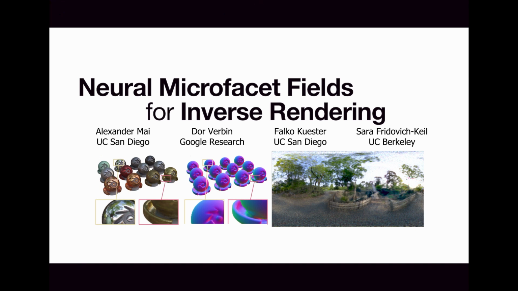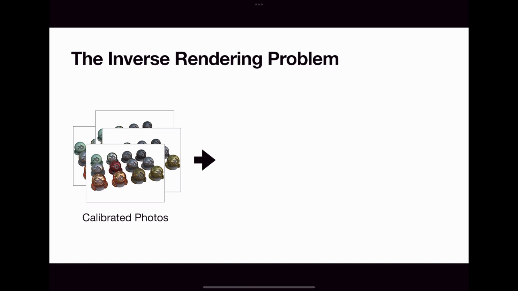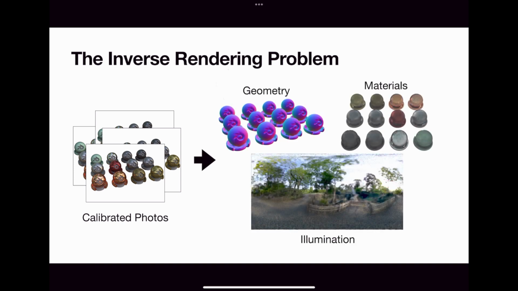Hello everyone, we're excited to present neural microfacet fields, a new method for inverse rendering. Our method takes as input 100 images of a scene and recovers its geometry, materials, and illumination. The key to our method is a combination of the volume rendering and surface rendering paradigms.